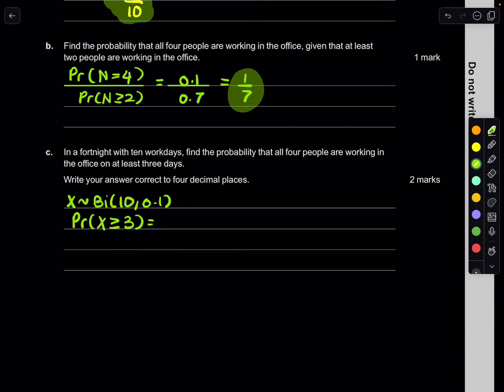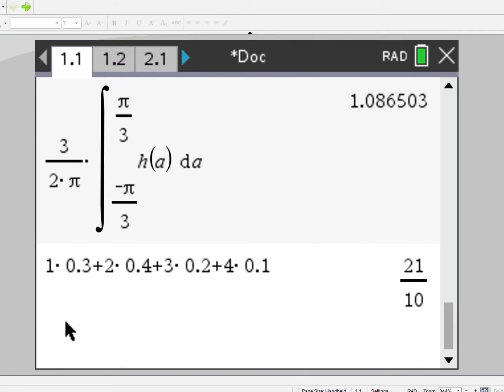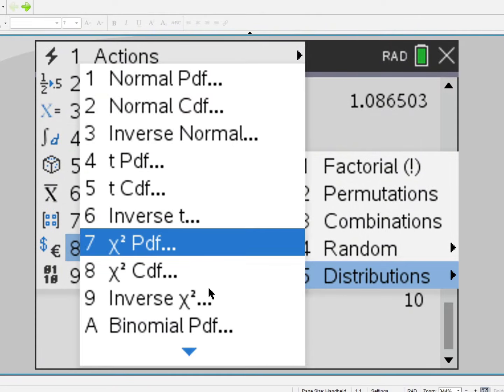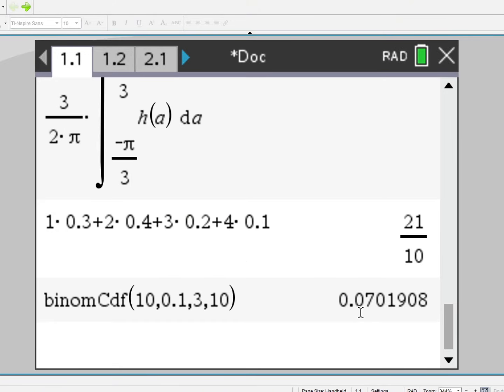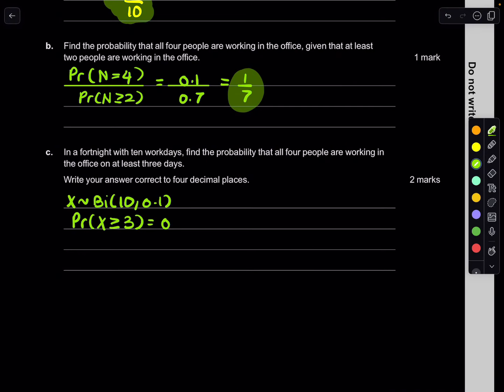And we can calculate that using our CAS. This is a binomial CDF. Let's go. Menu, probability, distributions, binomial CDF. What's the number of trials? We said it was 10. What's the probability of success? It's 0.1. What's the lowest bound? It's 3, and the upper bound is the maximum, 10. You press OK, and this is your answer. We want it to 4 decimal places, which is 0.0702. So let's write that down. 0.0702. Beautiful. Nice. So let's highlight that.